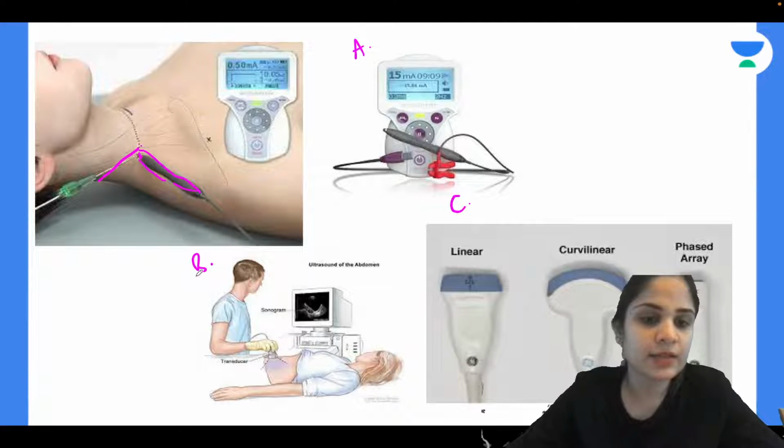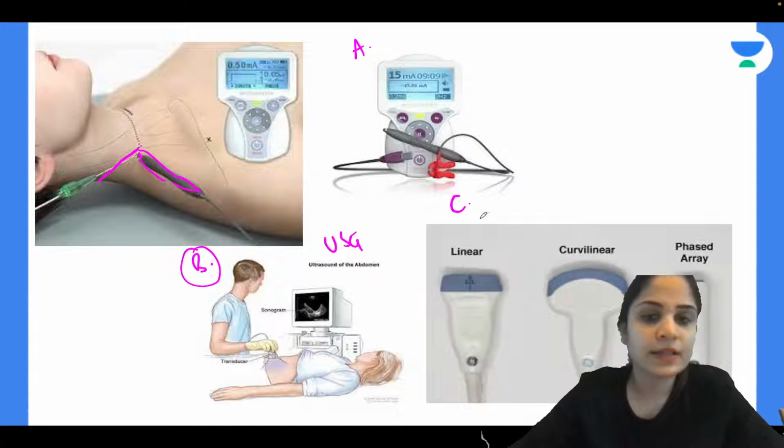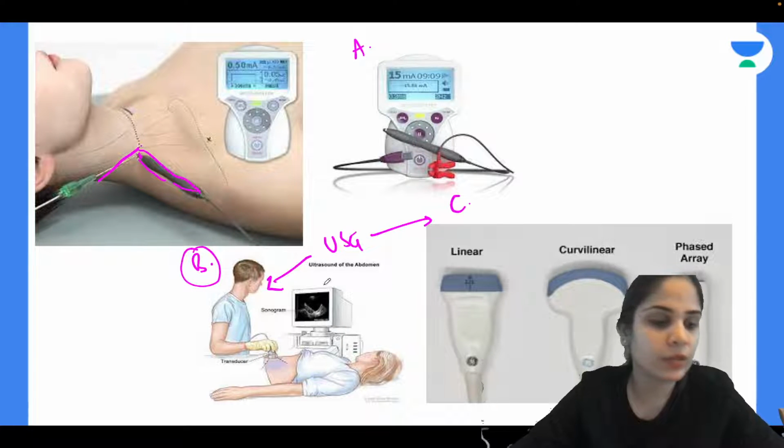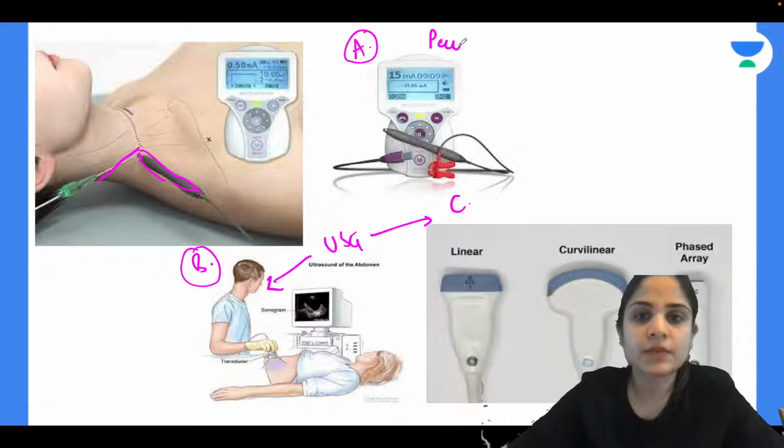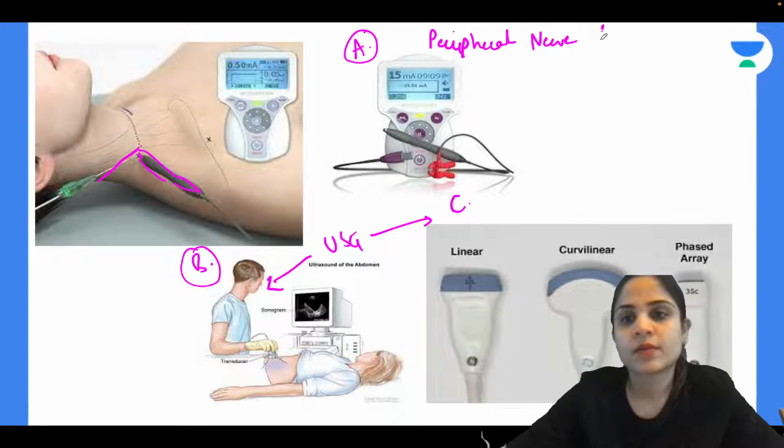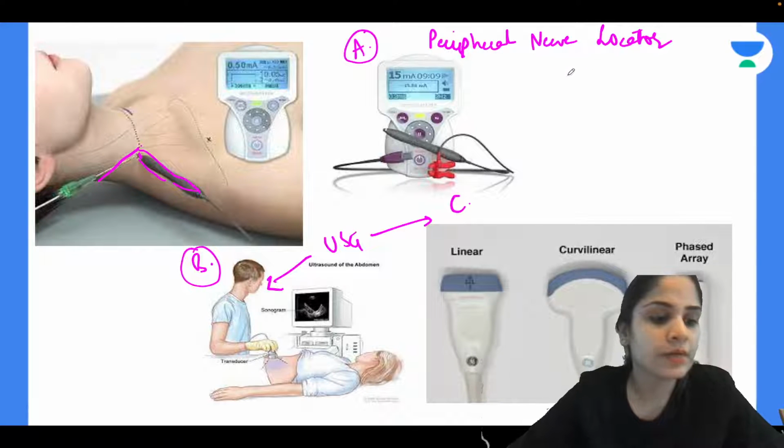Alright, B, what you can see over here is ultrasonogram. Absolutely correct. So basically, B and C are the same. It is ultrasonography. Okay, so here you can see someone doing the ultrasonography in picture B, and in C you can see the different types of ultrasound probes. Okay, in A what you can see is nothing but the peripheral nerve locator.